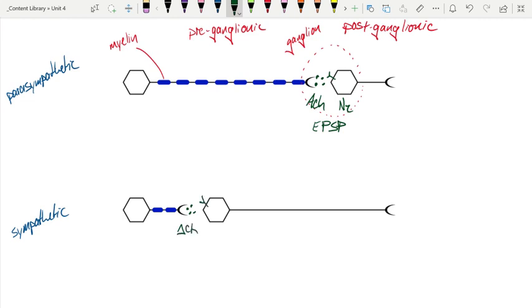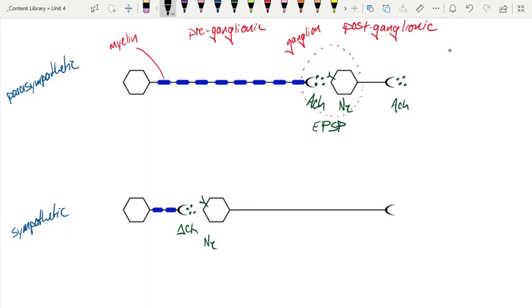That acetylcholine is binding to N2 nicotinic receptors, and it's always delivering this EPSP. What about the postganglionic? What's it doing? This is where we start to see a few differences. In the parasympathetic system, the neurotransmitter being released, again, is acetylcholine.